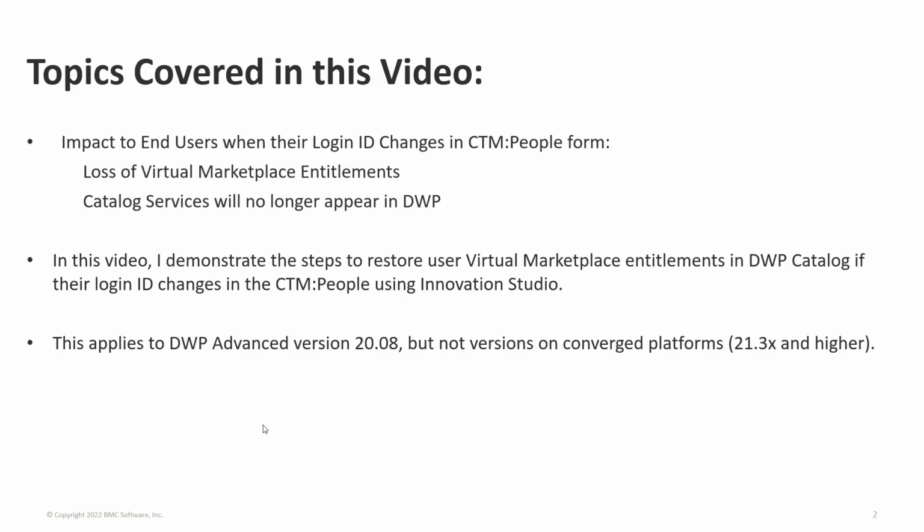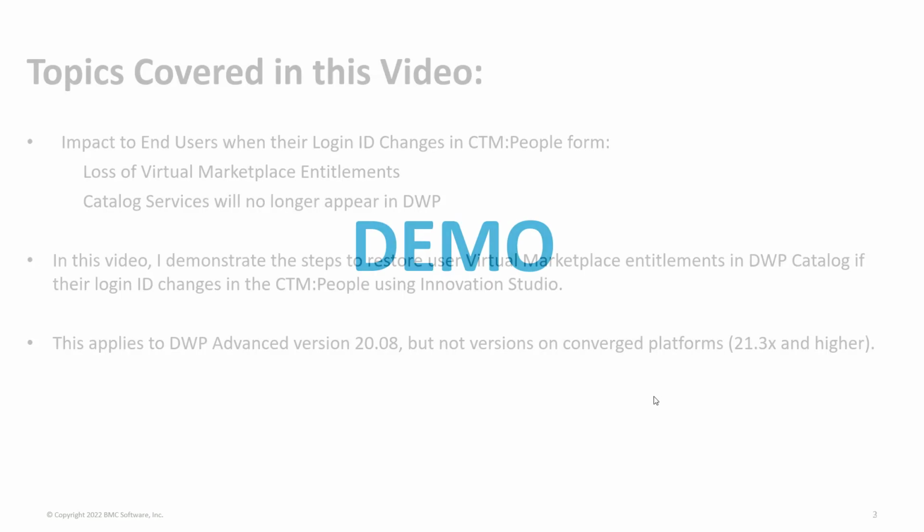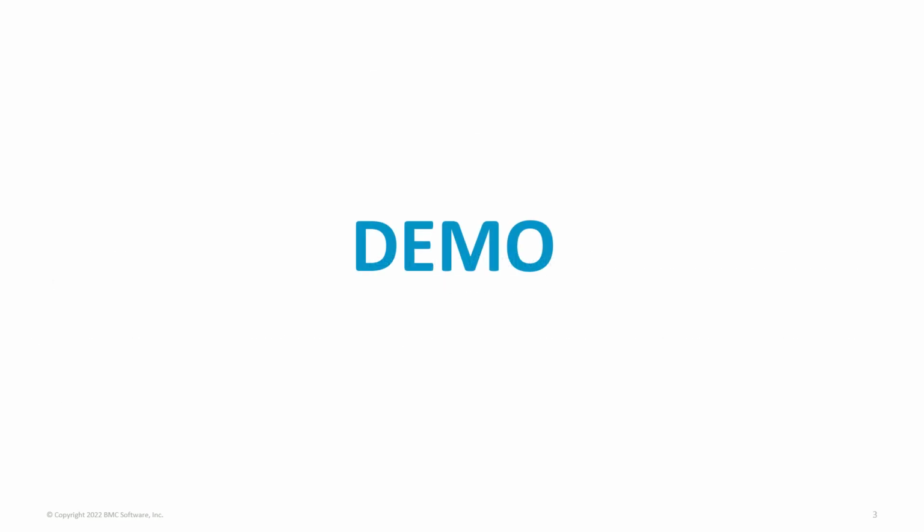So to fix the issue with entitlements, we will need to update the people and user records of the user in DWP Catalog using Innovation Studio. And please note that this applies to DWP Advanced version 2008 and not versions on converged platforms. So let's go ahead and start the demo.